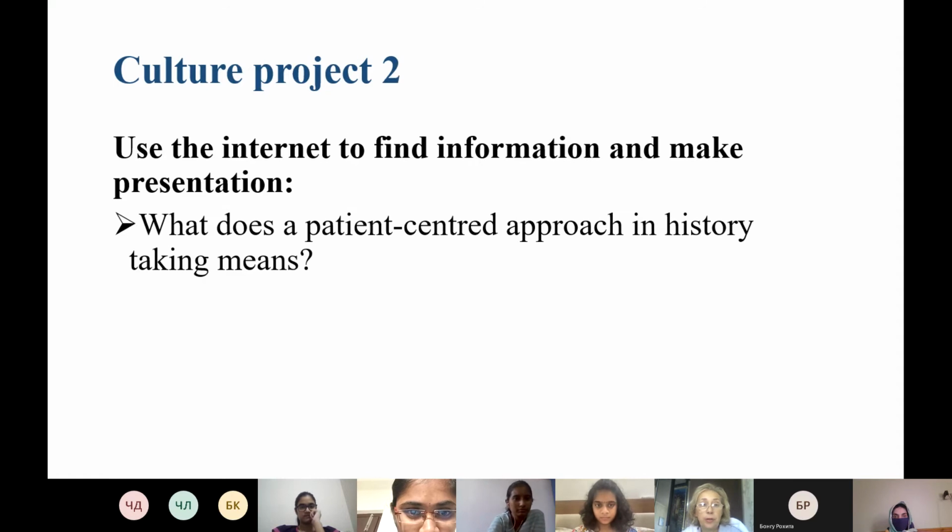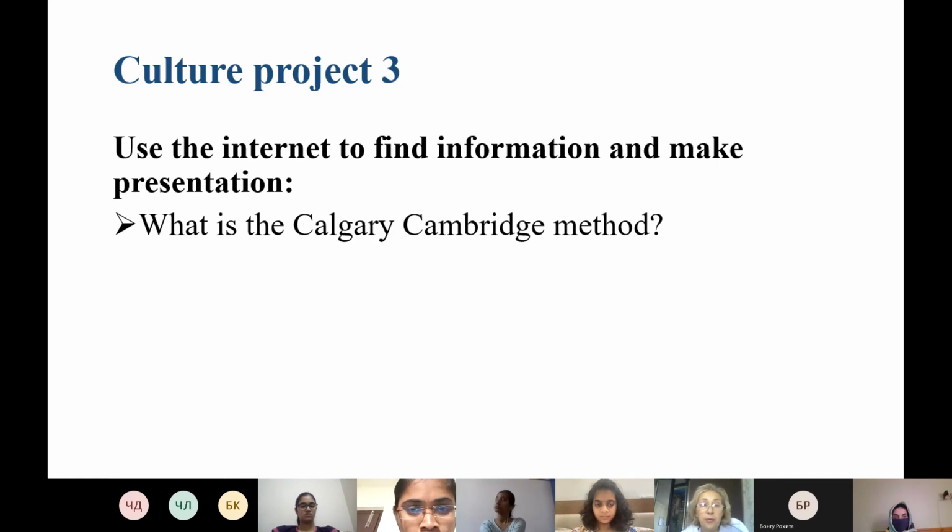For the second project, you should use the internet to find information and make a presentation which answers the question, what does a patient-centered approach in history taking mean? You should find the information about a patient-centered approach, and also present this with the help of PowerPoint. And project number 3, you should use the internet to find information and make a presentation. What is the Calgary-Cambridge method?